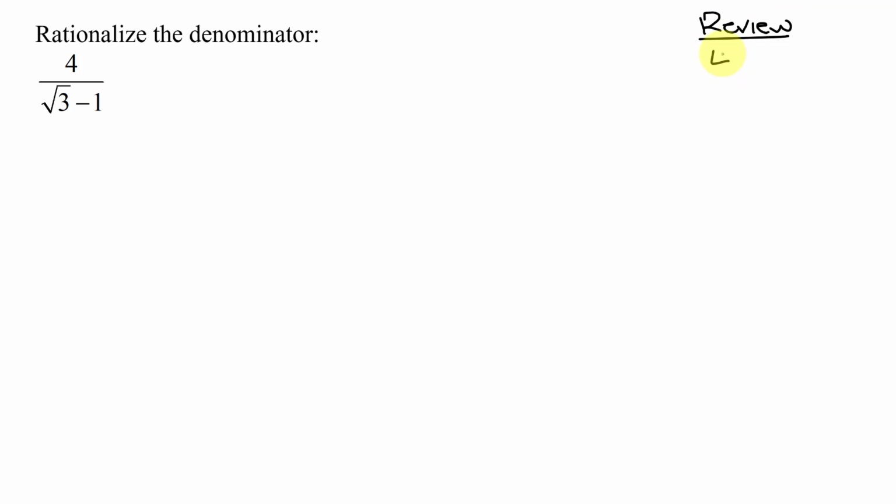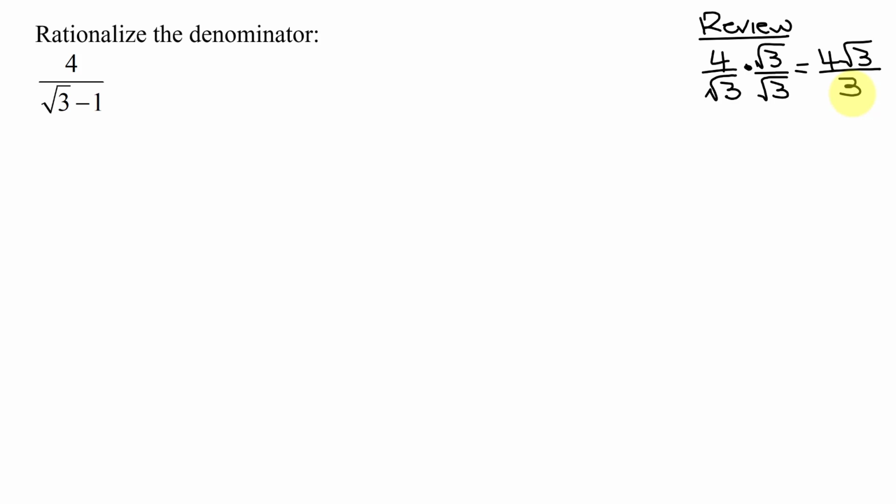If I had 4 divided by the square root of 3, the square root of 3 is simplified. All we do is multiply numerator and denominator by the square root of 3. I get 4 times the square root of 3 divided by the square root of 3 times the square root of 3, which is the square root of 9, which is 3. Notice that got rid of all the radicals in the denominator.